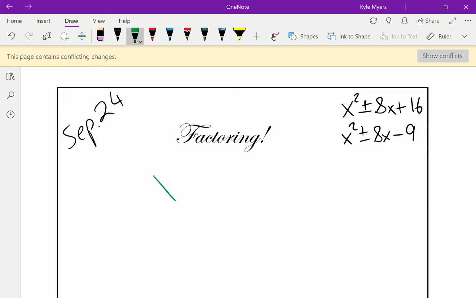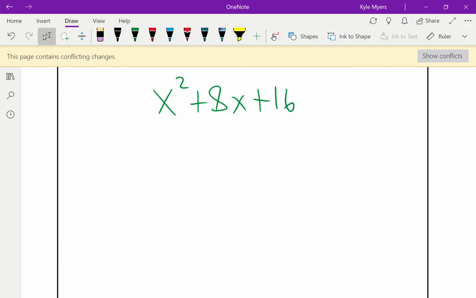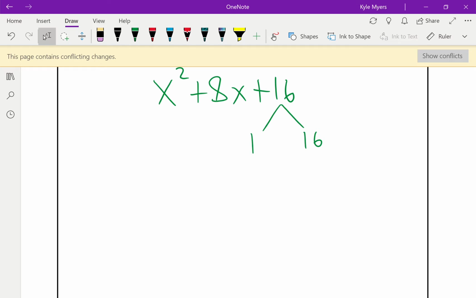So x squared plus 8x plus 16. I want two things that multiply to give me 16 and add to give me 8. Let's just try 1 and that number first. I always do that. 1 and 16 multiplies to give me 16, but if I add them, I get 17, so that's not going to work.